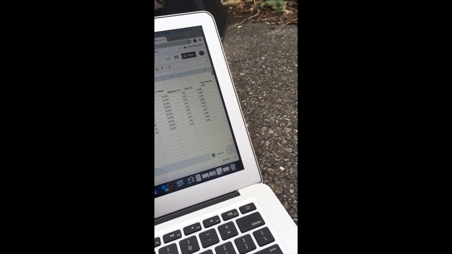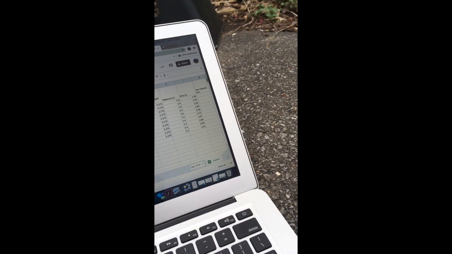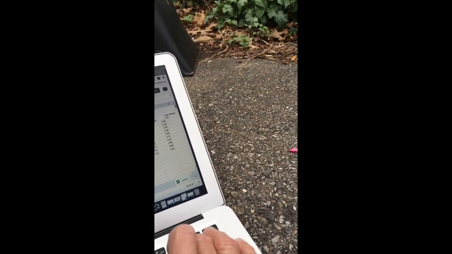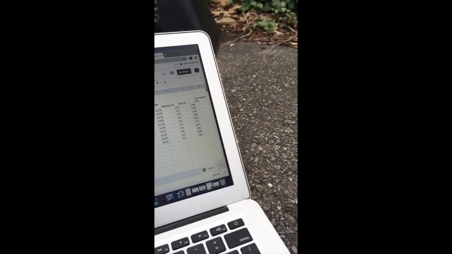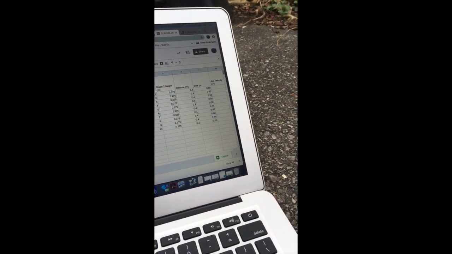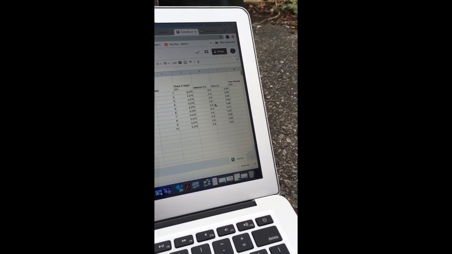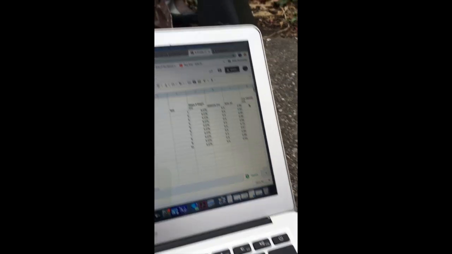Circular dependency. What is that there? Equals average, F2 to F11. I included the average within itself. My final velocity was faster than should have been possible given the energy equations. All right, let's do this one.